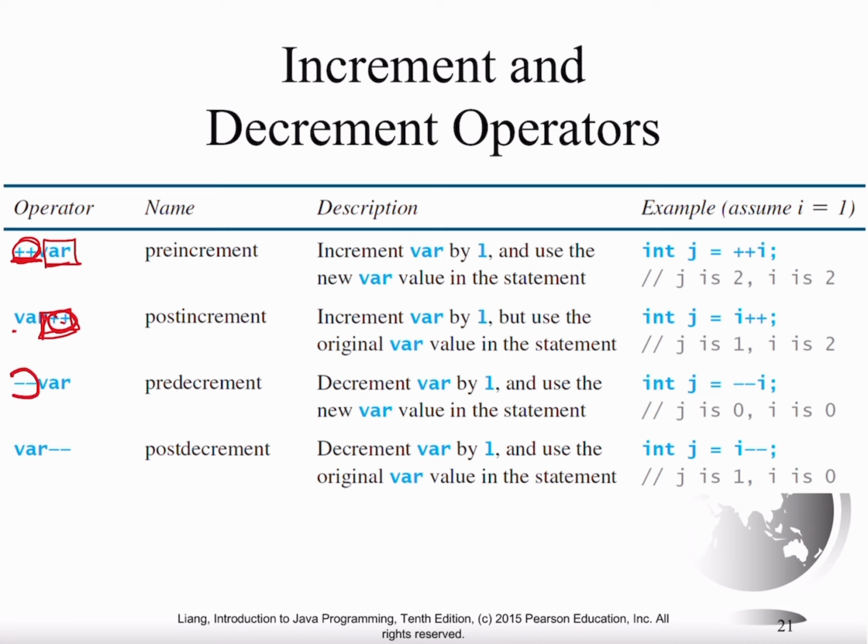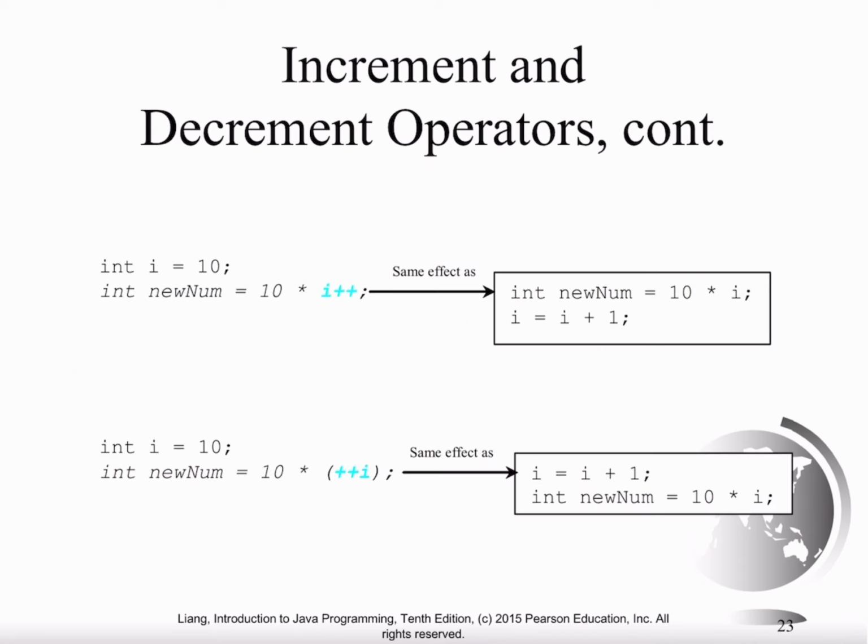The same for a pre-decrement and a post-decrement. In a pre-decrement, you're going to decrease the value before doing any operations, but in a post-decrement, you're going to do whatever you need to do and then decrease the value. Here we have an example.